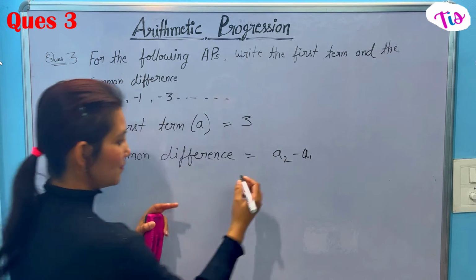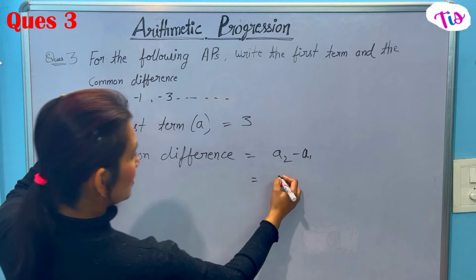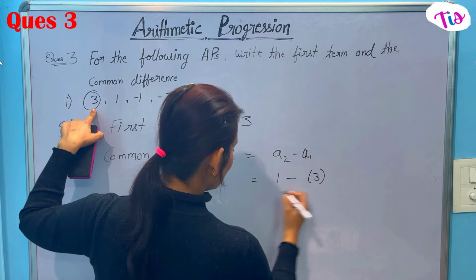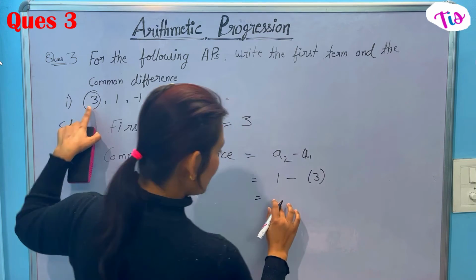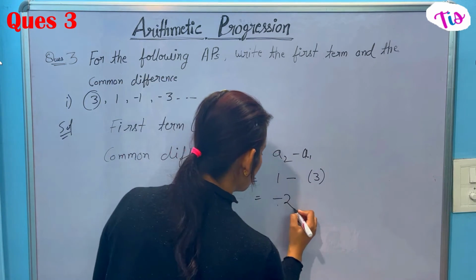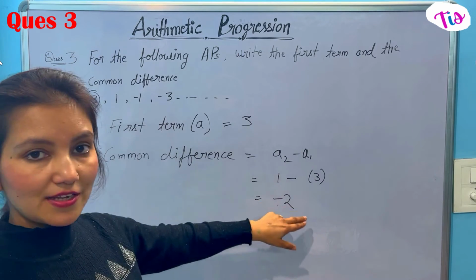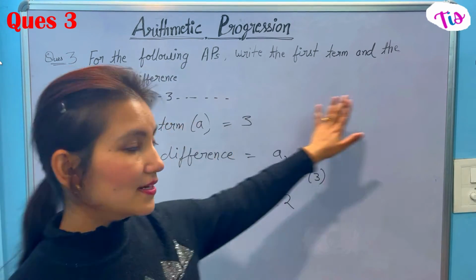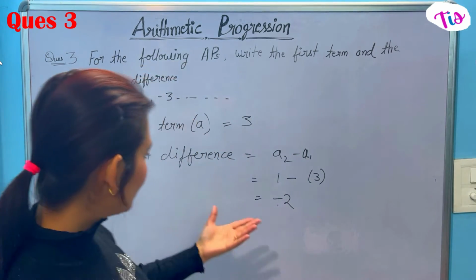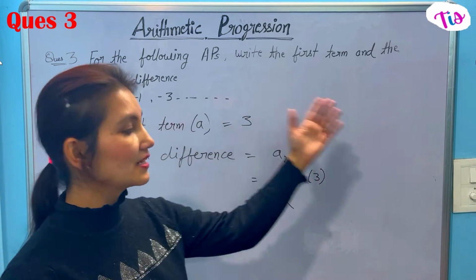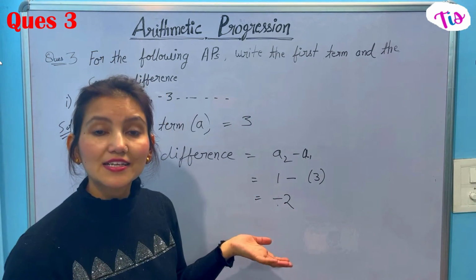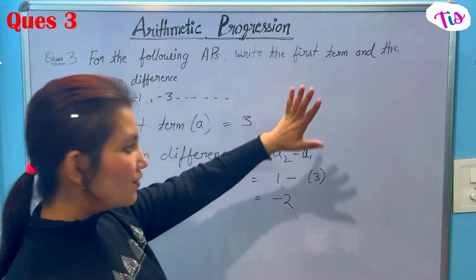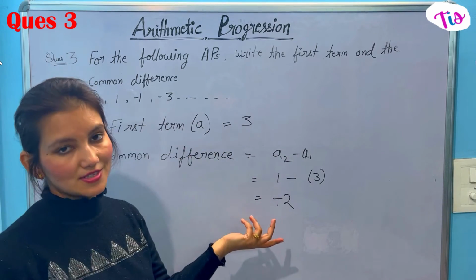So A1 is 3, and A2 here is 1. So 1 minus 3 is minus 2. So the common difference here is negative, minus 2, and that's why you can see that the AP is decreasing. So the terms of this AP are in decreasing order. Whenever the common difference is positive, the AP will be in increasing order. If the common difference is negative, the AP will surely be in decreasing order, as you can see in this case. So we got our answer. The first term is 3 and the common difference is minus 2.